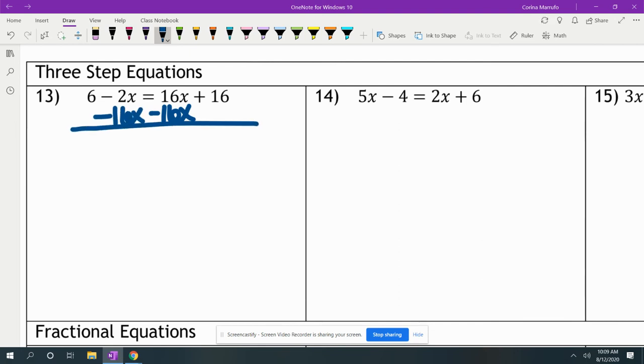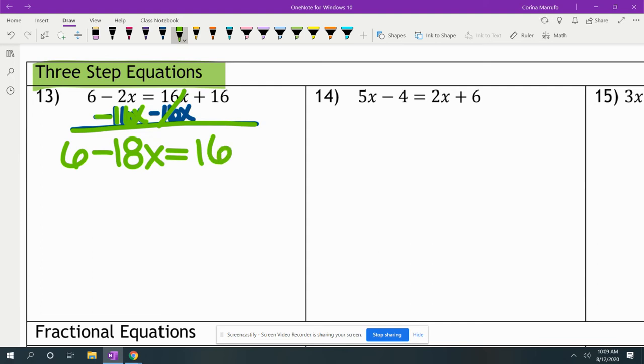What you do to one side, you do to the other side. Then from there, we're going to do -2 minus 16, which is going to give us -18x, and then these cancel each other out. And then here we have plus 16, so it's going to equal 16. You don't have to write the plus in the front, you just keep it as a positive 16.